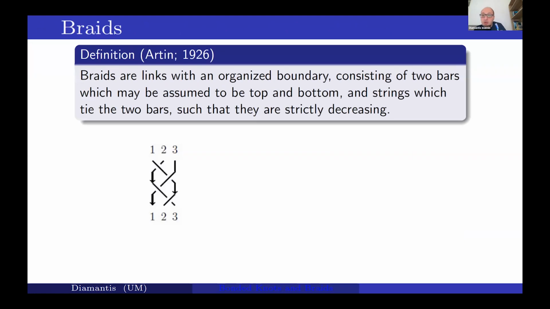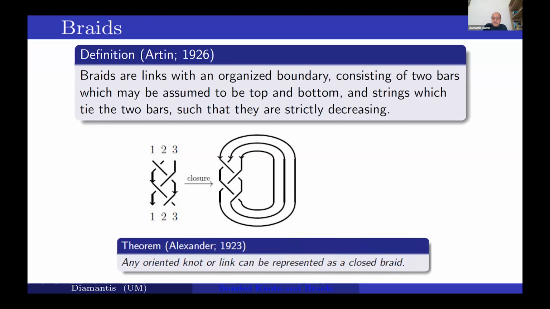And I think I have some time to talk about braids, and I will not talk about the DP tangles, unfortunately. So braids are nothing but classical links, right, that have an organized boundary, right? So imagine that you have 2 bars, top and bottom, and you enumerate the strings that you have, and you have strictly decreasing strands, right? Strictly decreasing strands that tie the 2 bars together. So that's a beautiful braid. And there is a natural orientation from top to bottom.